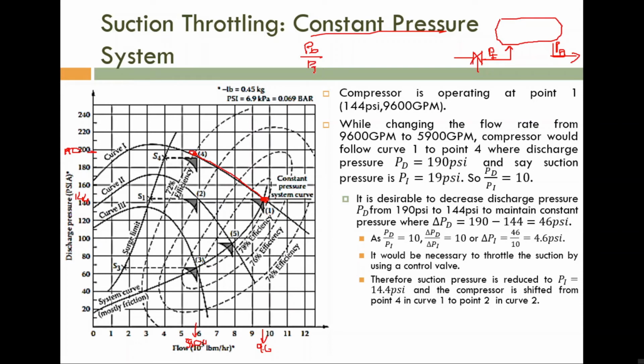Okay. Interestingly, the suction pressure is constant. So PD by PI is changed means indirectly PD is changed. With respect to the change in flow rate, compressor ratio is changed means PD is changed to 190 psi. Okay, now what we need? We need to maintain the pressure at a constant value. That is, at 144 psi, we have to maintain the pressure. Now, can you suggest a method to maintain pressure?